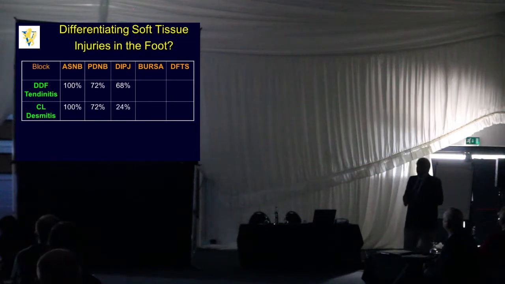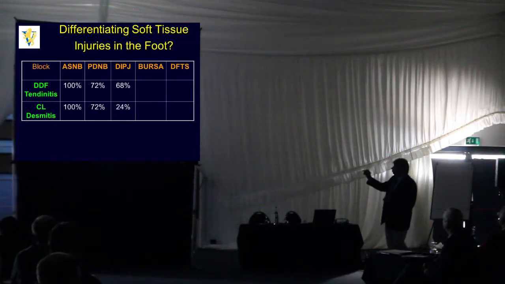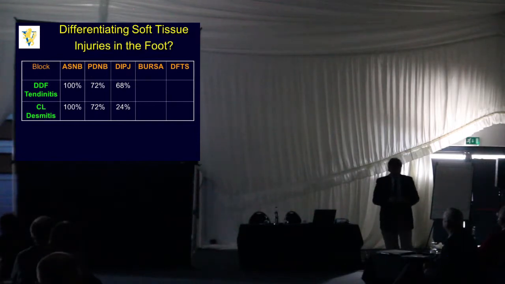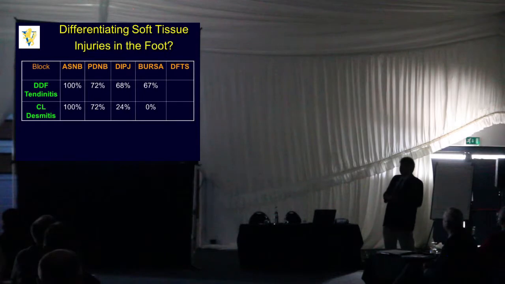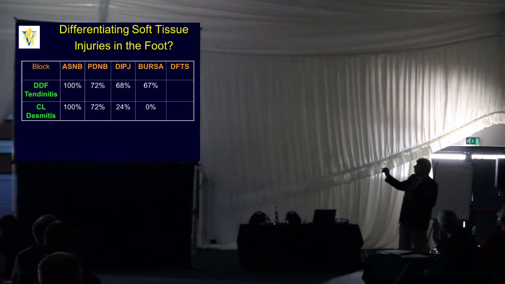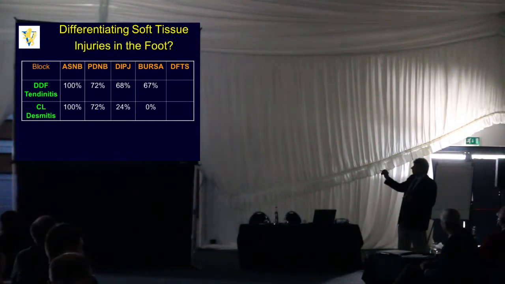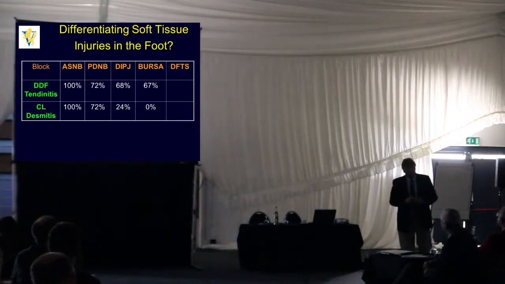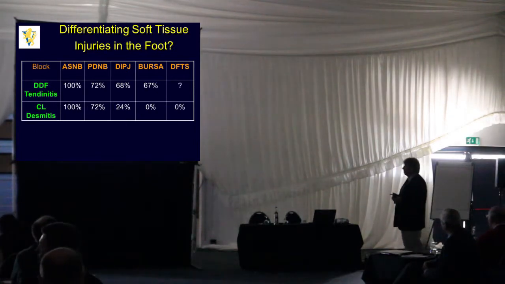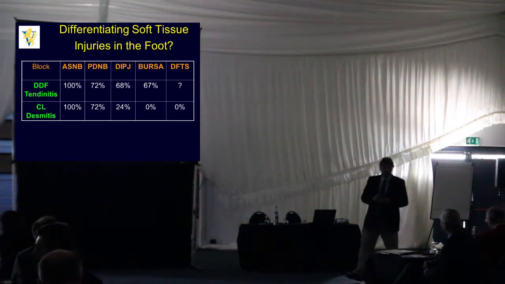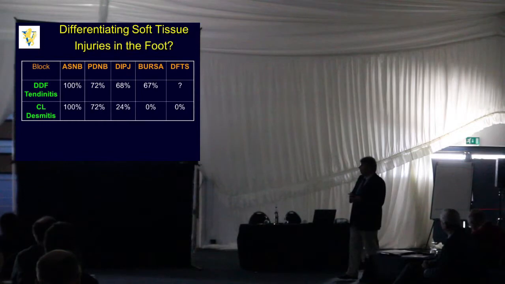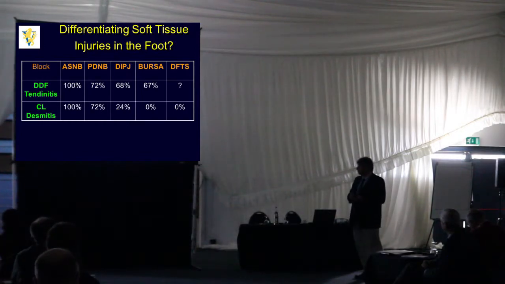Here comes the first difference. If we inject the coffin joint and the horse goes better, we're more likely to have a tendon lesion than collateral ligament lesions. And if we inject the bursa, the difference is very clear because a large proportion of tendon injuries will get better and none of the collateral ligament injuries should get better. The tendon sheath we don't really know, as I said, because we don't have a model of these injuries to test that on.